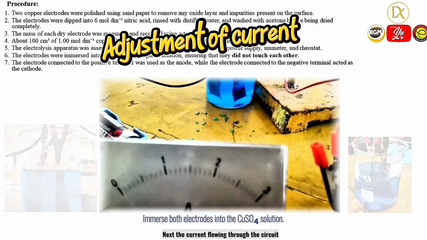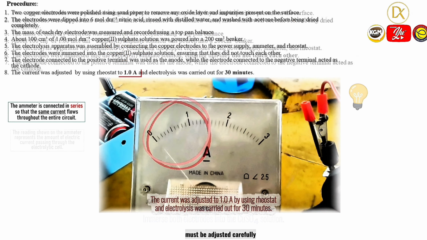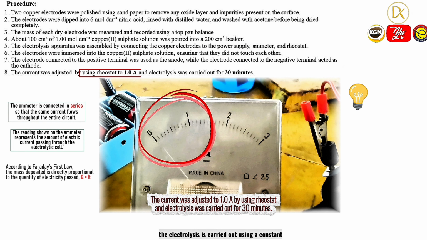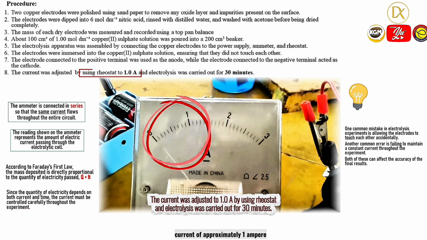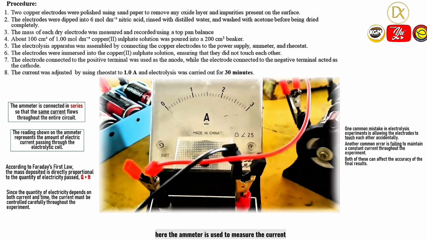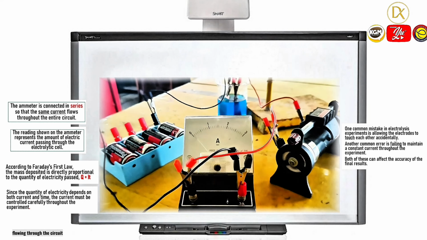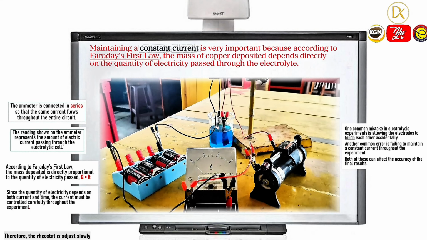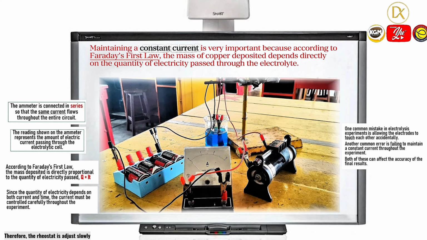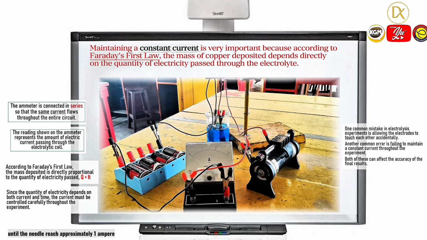Next, the current flowing through the circuit must be adjusted carefully. In this experiment, the electrolysis is carried out using a constant current of approximately 1 ampere. Here, the ammeter is used to measure the current flowing through the circuit. At the beginning, the ammeter reading may not be exactly 1 ampere. Therefore, the rheostat is adjusted slowly until the needle reaches approximately 1 ampere.